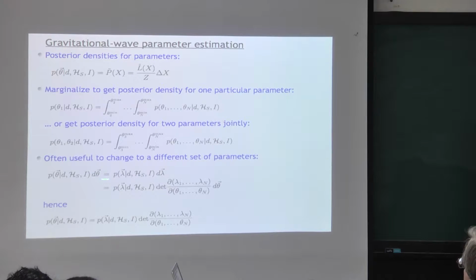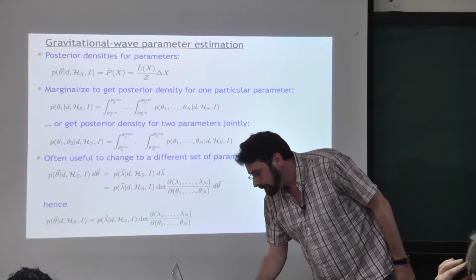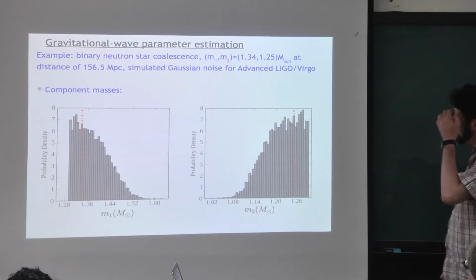You just do a coordinate transformation, and so the posterior density distributions in terms of one set of parameters compared to the other just involves the determinant of the Jacobian, and you're done.